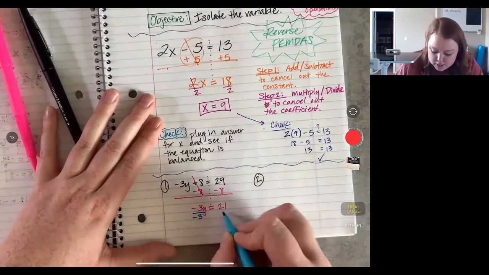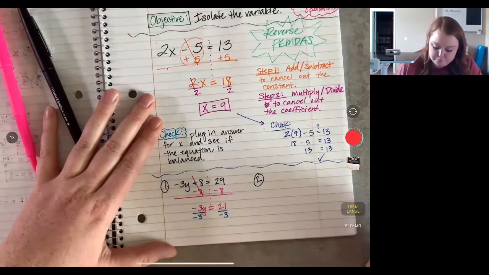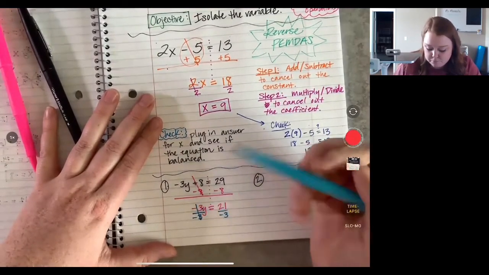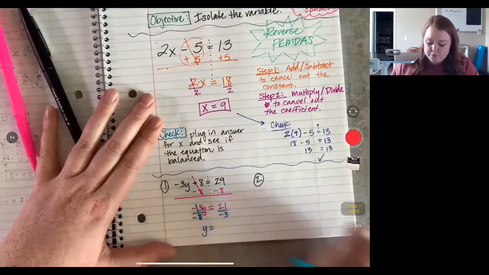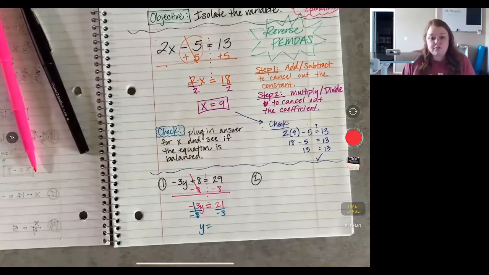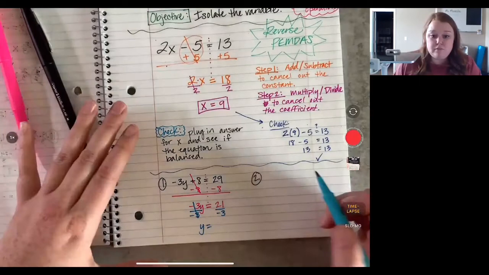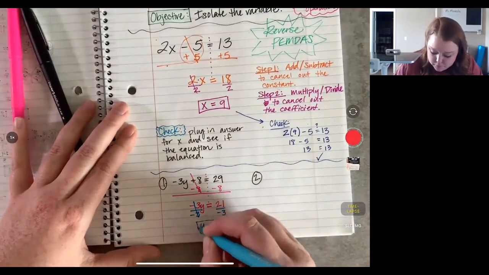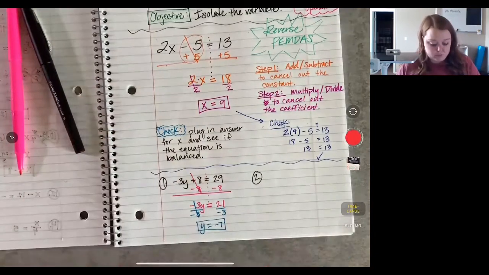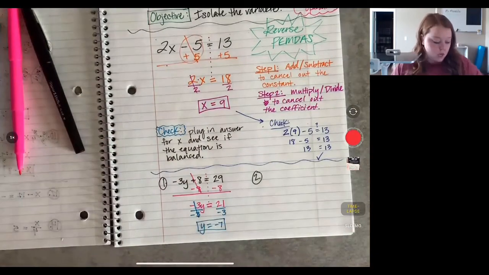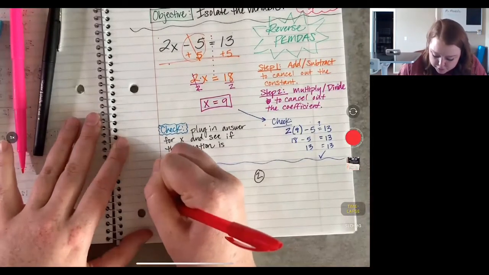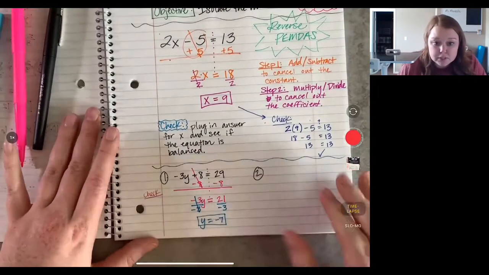Whatever I do to one side, I have to do to the other. Negative 3 divided by itself is 1. Drop down the y equals, and then you just have to figure out what positive 21 divided by negative 3 is. It's negative 7. But perhaps I did something wrong, which is possible. So let's go ahead and check our work. I'm going to do it off over here. Hopefully that's okay. Should be able to see it.